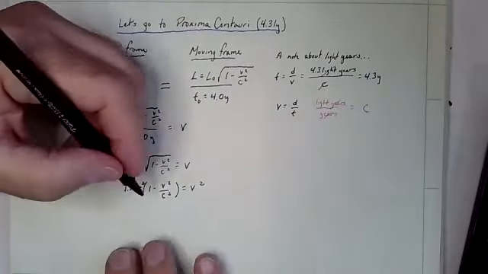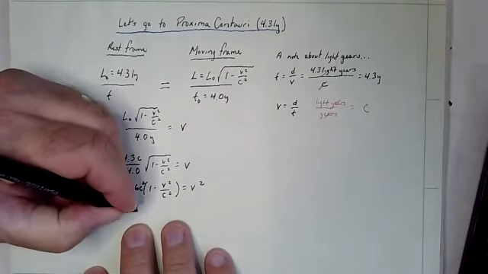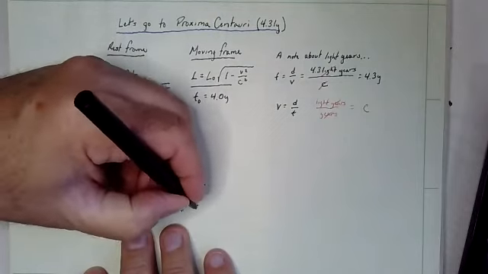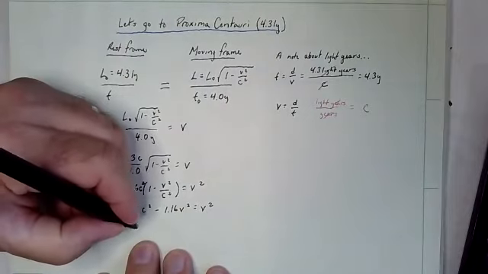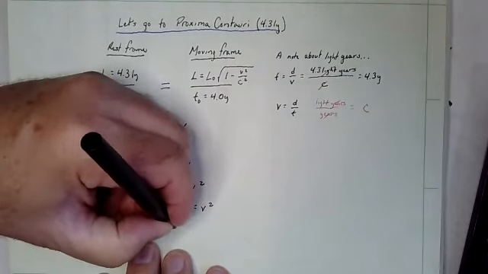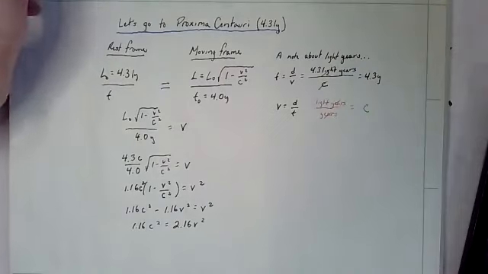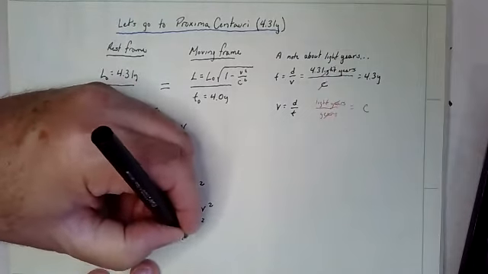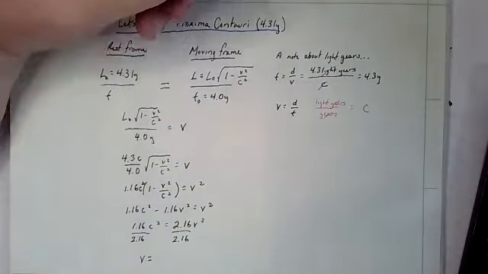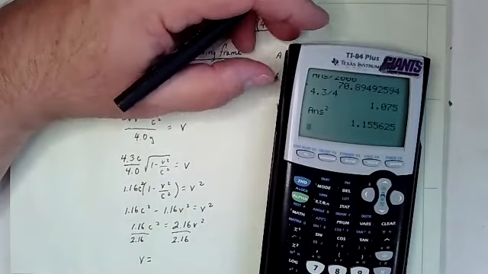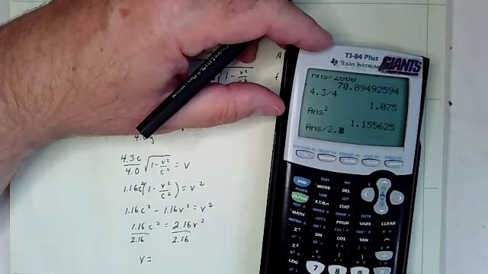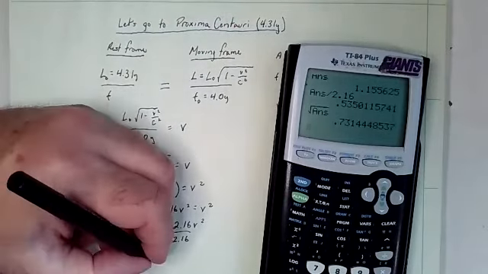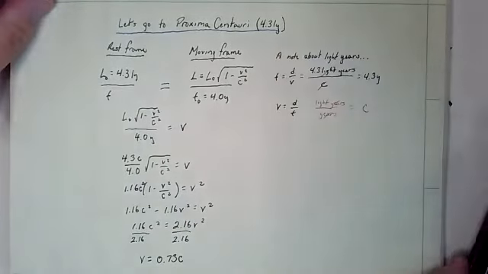Okay, now it's an issue of collecting like terms. So when I multiply this out, I'm going to have 1.16 c squared minus 1.16 v squared equals v squared. And so I'll add this to both sides. And then, of course, I can divide both sides by 2.16. And while I'm at it, I will also take the square root of both sides to get v in terms of c. 1.16 divided by 2.16, and then take the square root. So 0.73 c. Okay, that was helpful.